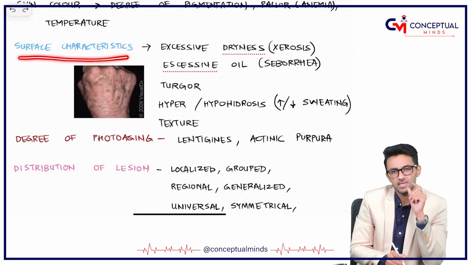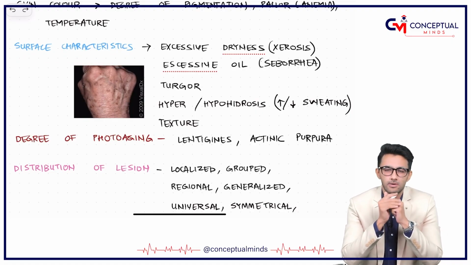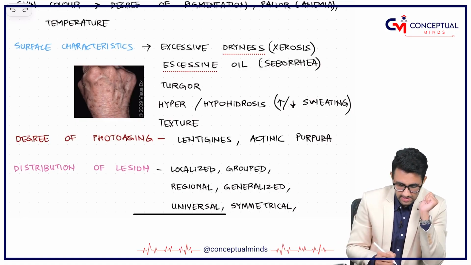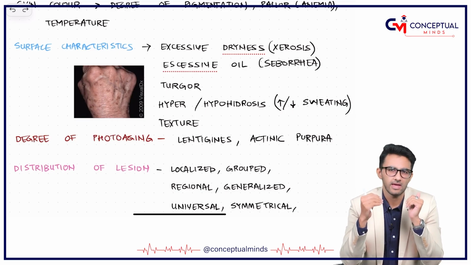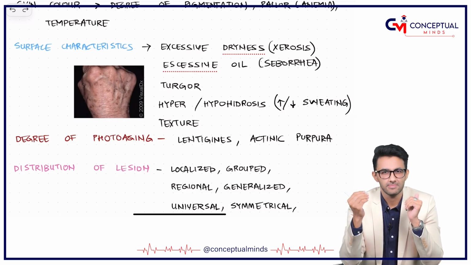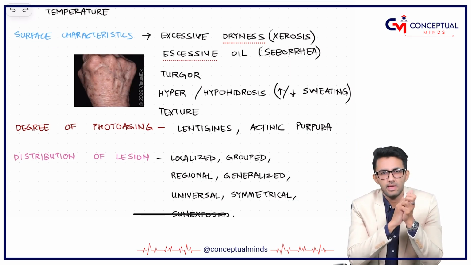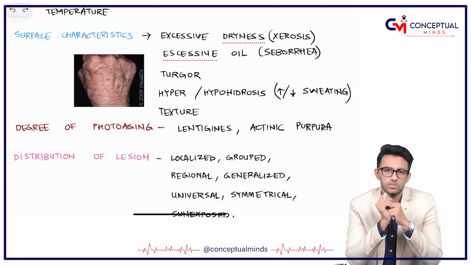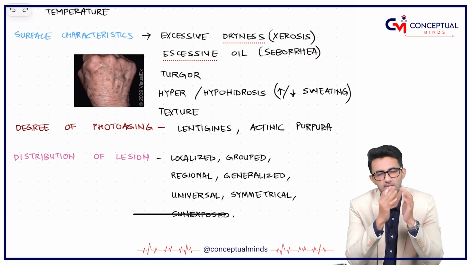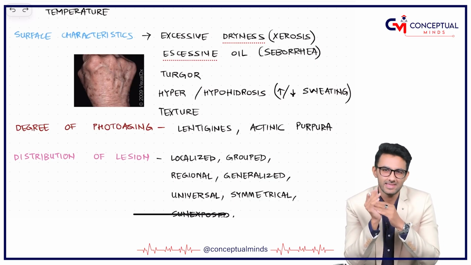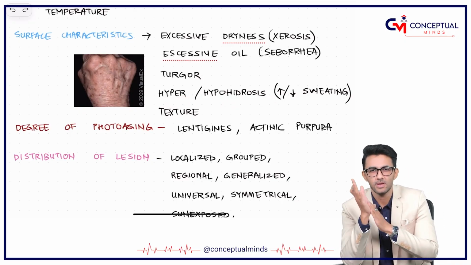Yes, surface changes. This is a very interesting point. Why? Because there are two conditions here: the patient could have excessive dryness or excessive sweating. It could be either dry or very oily. So the patient could have excessive sweating, or there could be a decrease in sweating, right? So it could be hyperhidrosis or hypohidrosis. I know one of my friends has this condition, hyperhidrosis, and his palms and soles are so wet all the time.